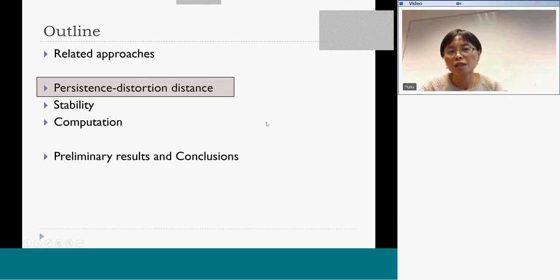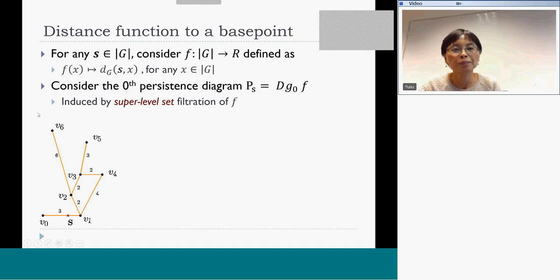Let me now introduce this persistence-distortion distance. It is based on a special family of functions, which are the distance functions to a base point in the graph. Specifically, let's pick any point S here as a base point, or the source point. Now there's a function defined on the underlying space of this graph, which is simply the distance to the point S, the shortest path distance to the point S.